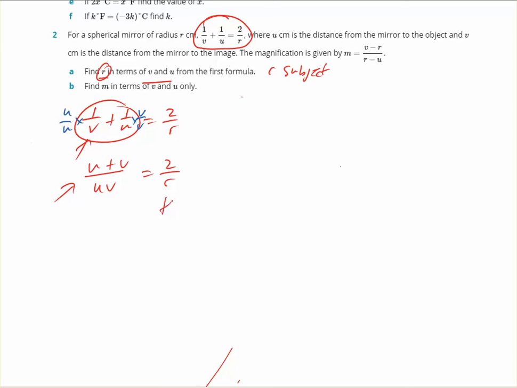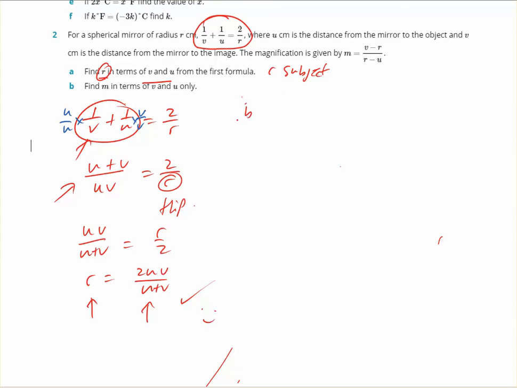Now I'm going to do the flip because I don't want the R on the denominator. So we flip the fraction, and go UV on U plus V equals R on 2. I'm going to multiply both sides by 2 to get R on its own. So we get R equals 2UV on U plus V. Let's check whether we've done what the question asks. It says find R in terms of U and V, and we've done that. Okay, so we're happy.